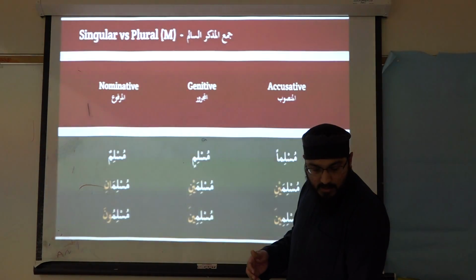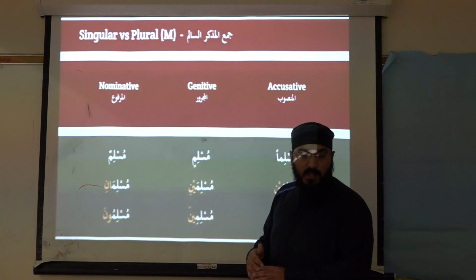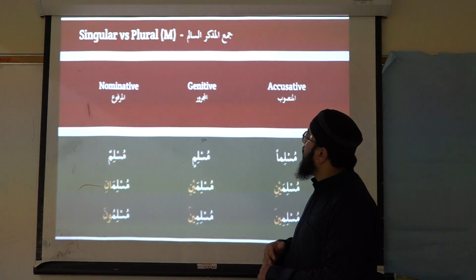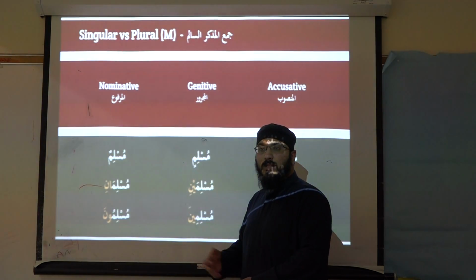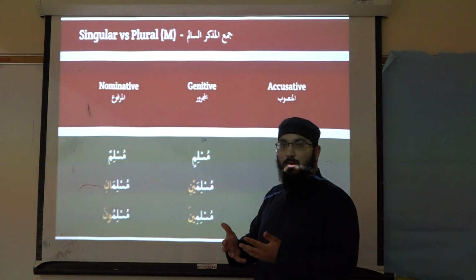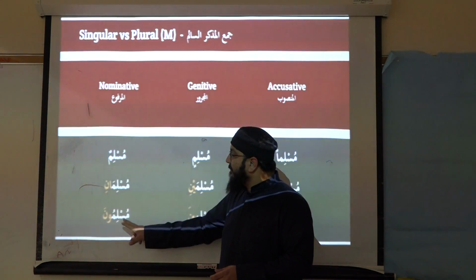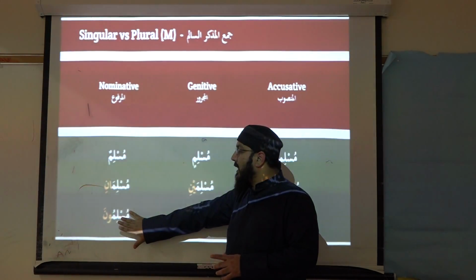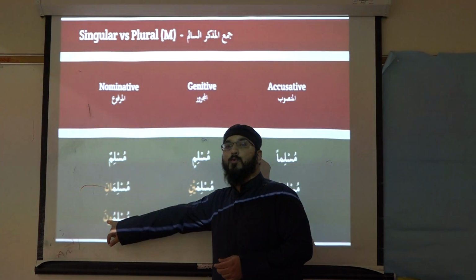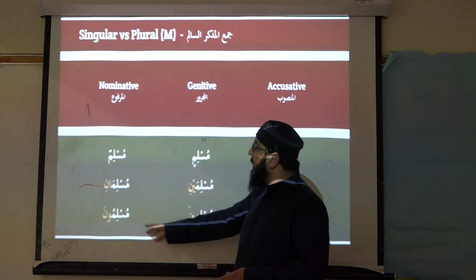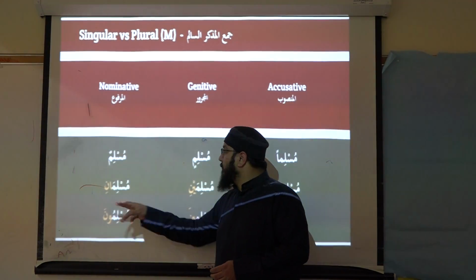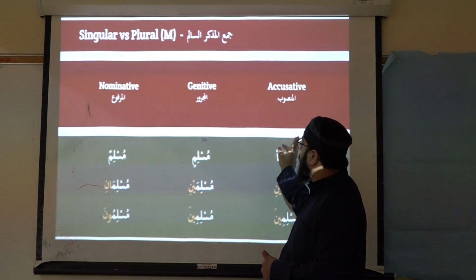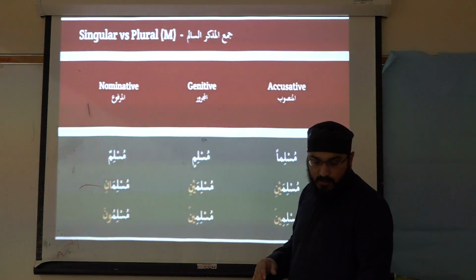The next thing that we went over was singular and plural. In English we say a book and books, plural, we add an S at the end. This is how you pluralize a noun in Arabic. So you have Muslim. To make it 3 or more Muslims, you say Muslimun, plural, jama. And then dual, we also have Muslimani, 2 Muslims, and they also have nominative, genitive, and accusative states, which you can see highlighted here.